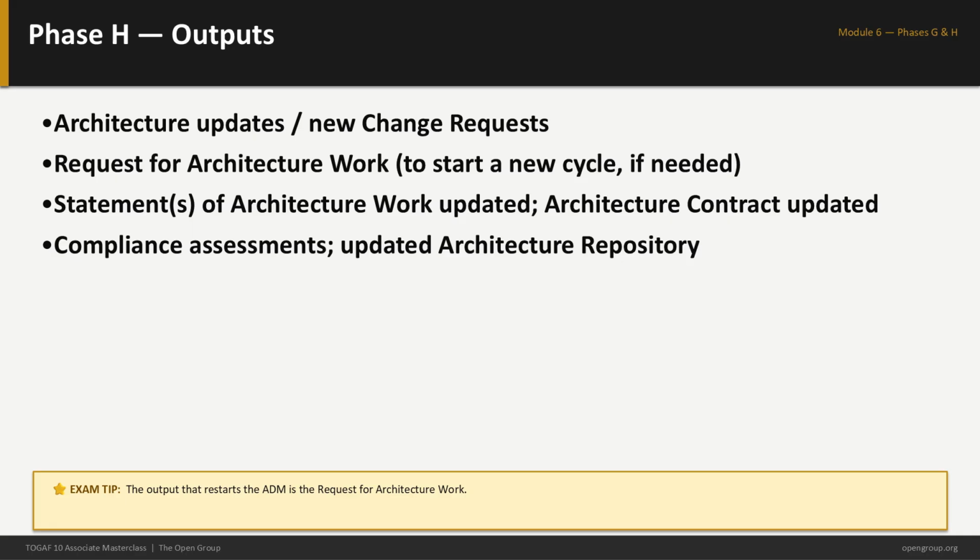The one output to single out, because it's the one that restarts the entire method, is the request for architecture work. If a question asks which phase H output begins a new ADM cycle, that's your answer.